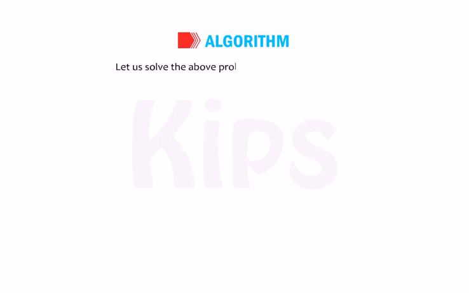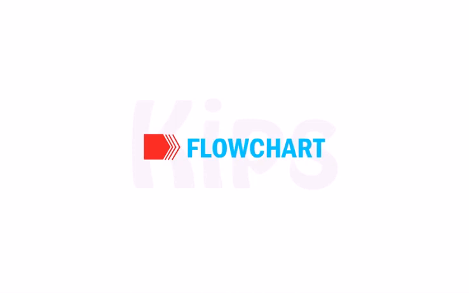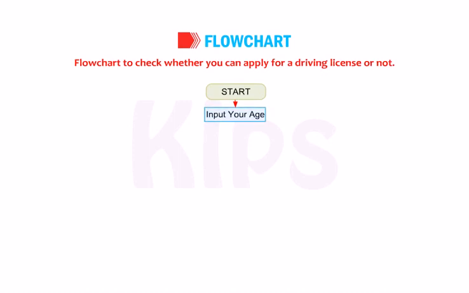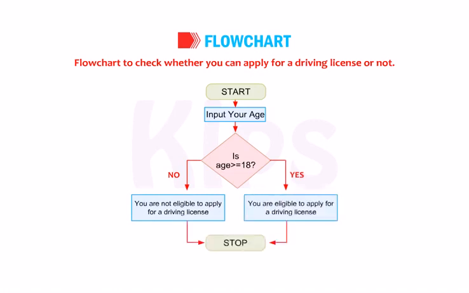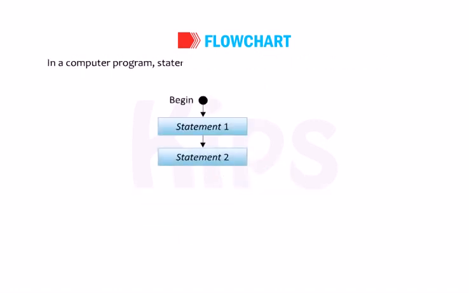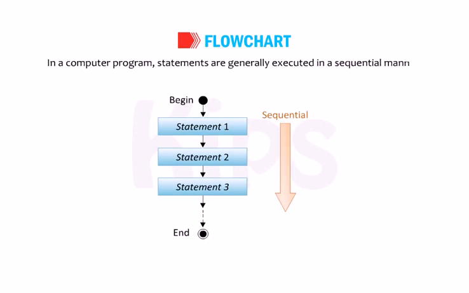Let us solve the above problem by using a flowchart. Students, let us know about flowchart. It is a pictorial representation of the flow of steps or procedure to solve a problem. Flowchart to check whether you can apply for a driving license or not. Start. Input your age. Is age greater than or equal to 18? No: you are not eligible to apply for a driving license. Yes: you are eligible to apply for a driving license. Stop.